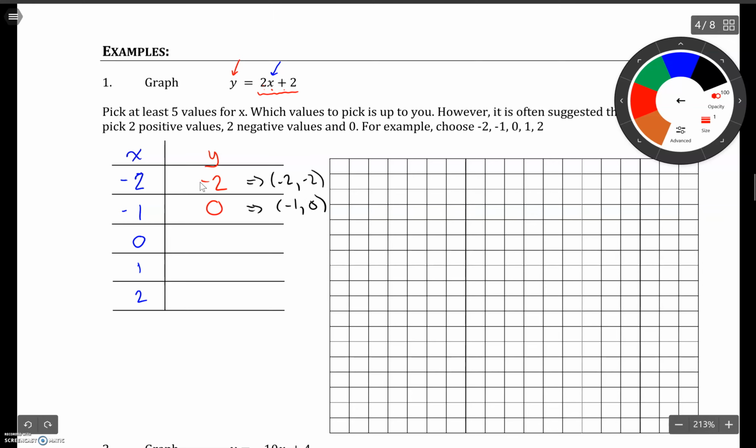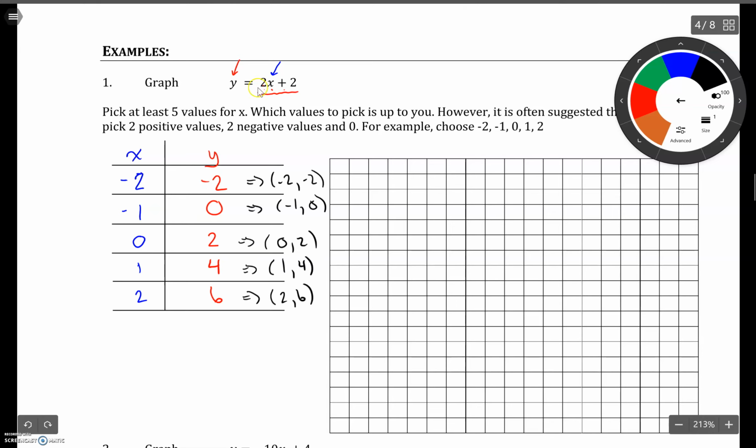I go through this and plug in each of my x values. When x is 0, y is 2 times 0 plus 2. That comes out to 2. Then I plug in my next x value. When x is equal to 1, y is equal to 4. And then finally my last one, x is equal to 2, y is equal to 6. And so I have my 5 ordered pairs that I can graph.